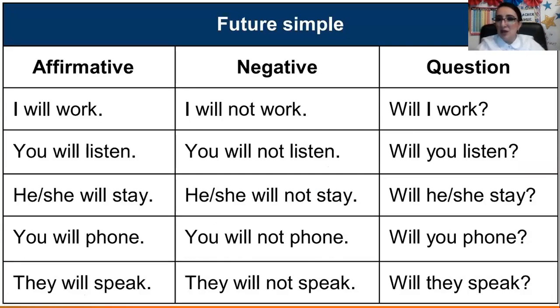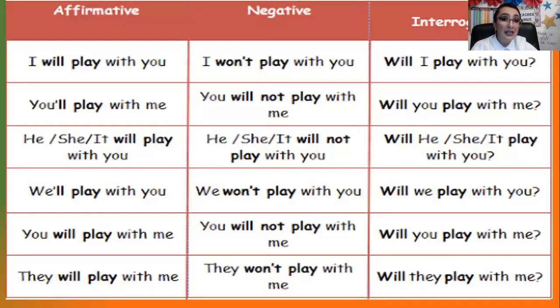I will work tomorrow, I will not work, or I won't. Will I work? Always your principal verb at the beginning, because remember that we are not going to be having two question marks in there, okay? These are different examples that we are going to be having related to will, with contractions and without contractions.